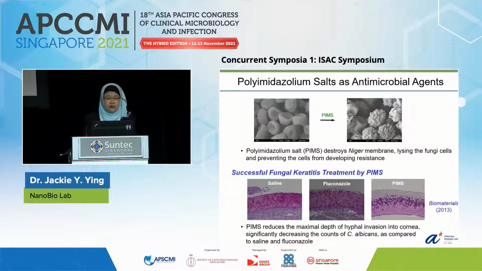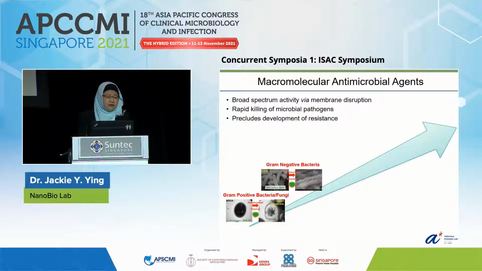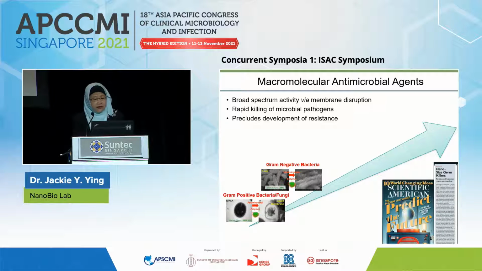But when you introduce the polyimidazolium salts, you can kill most of these fungal cells. Okay? Now, with these macromolecular antimicrobial agents, we were able to tackle not only the fungal cells, but also gram-positive and gram-negative bacteria. They rapidly kill the microbial pathogens and prevent them from developing any resistance. And because of that, several years ago, our work was noted by Scientific American as one of the 10 world-changing ideas.